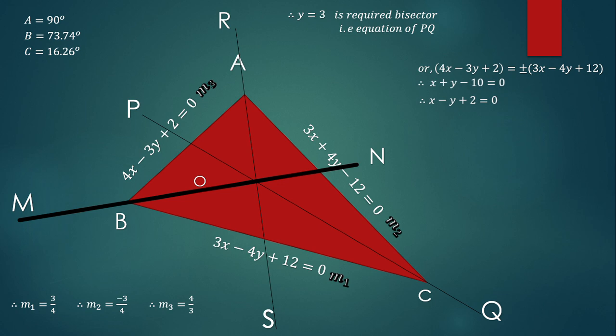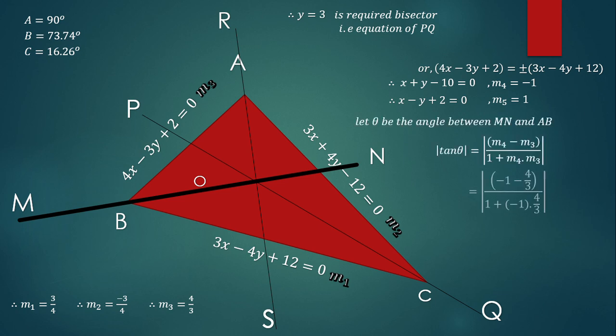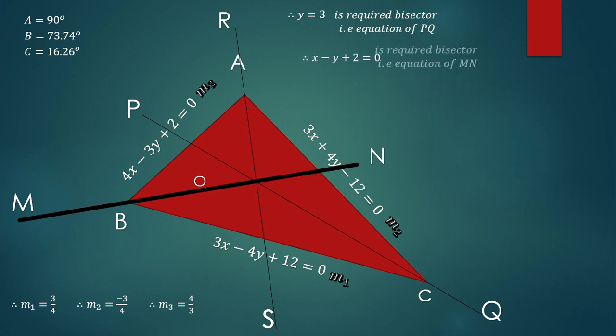Now we will find out its slope also, m4 is equal to minus 1 and m5 is equal to 1, and which gives tan theta less than 1. So let's check with first m4. Checking m4 we get 7, which is greater than 1. So it cannot be, because it is the bisector of the obtuse angle, and B is an acute angle. If we check m5 is equal to 1, we get less than 1, which means x minus y plus 2 is equal to 0 is the bisector of the acute angle. So this is our next required bisector, that is the equation of MN.